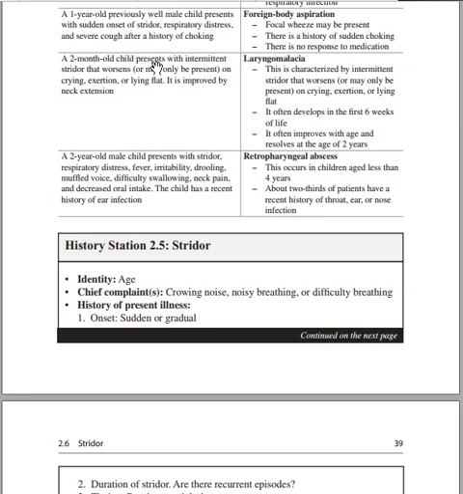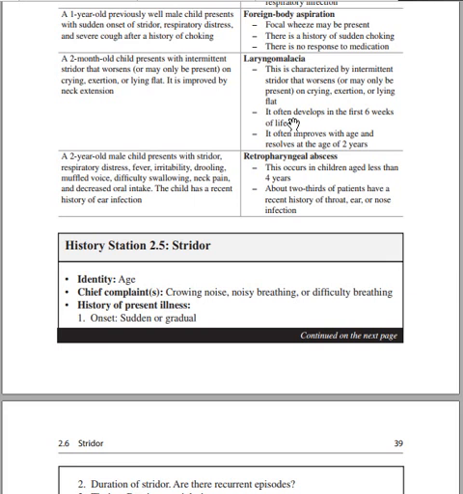A 2-month-old child presents with intermittent stridor that worsens or may only be present on crying, exertion, lying flat. It is improved by neck extension. So if you have a 2-month-old child who has stridor that worsens or may only be present on crying, exertion, or lying flat, and it's improved with neck extension, think of laryngomalacia. Laryngomalacia improves when you have neck extension.